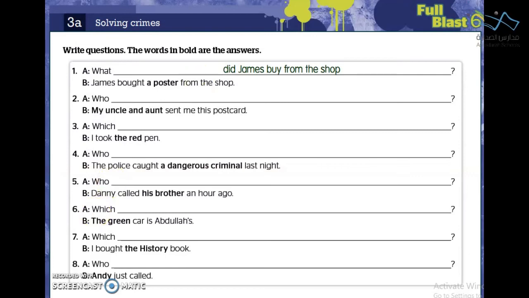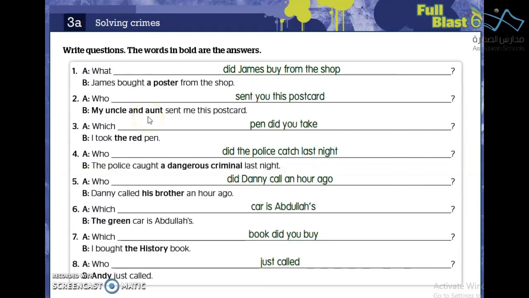Now, it's your turn. Do it and play the video again in order to check your answers. Here are the answers. Look, number 2, here I'm asking about the subject. That's why I directly put the verb, not an auxiliary verb. Numbers 4 and 5, I'm asking here about the object. That's why I used the auxiliary verb did. And the questions here are in the past.